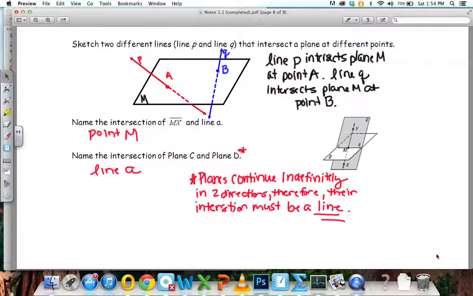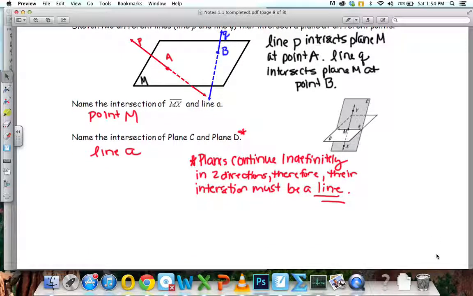All right, here I've drawn a plane again, and I've got two lines that intersect at different points. One intersects at point A, one intersects at point B. Over here, looking at this figure, I need to name the intersection of line MX, which is this line right here, and line A, which is right here. Well, they clearly intersect at point M. Plane C is my shaded plane. Plane D is my unshaded plane. And the intersection of those two is line A.